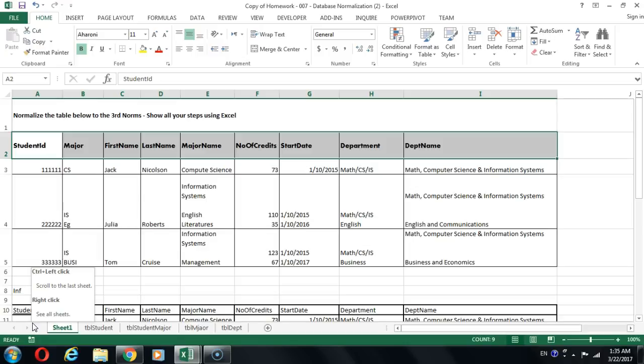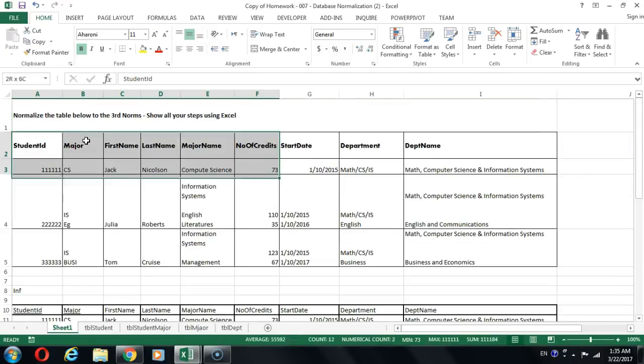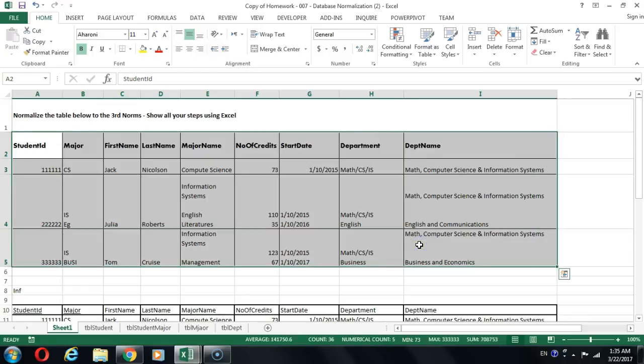To make it a short story, I'm going to be looking at a table that has been provided to me through an Excel spreadsheet. It's basically this set of data where we have a list of students with their majors: first name, last name, major name, number of credits, the start date that they enrolled in each of those majors, the department that supervised the major, and also the department name.